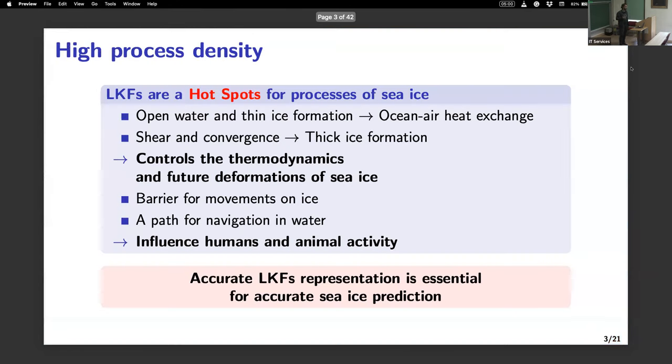But first, why do we care about LKFs? Because LKFs are kind of the hotspots of processes in sea ice. It's where we have open water and thin ice formation. We have shear and convergence, so it's thick ice formation. So it really controls the thermodynamics and the future deformations of sea ice, because the thin ice is deforming faster than thick ice. It's important because it's a barrier for movement on the ice. It's also a pass for navigation in the water, so it influences human communities, also animals and biology. So we know that accurate LKF representation is essential for accurate sea ice predictions, at least at a regional scale.